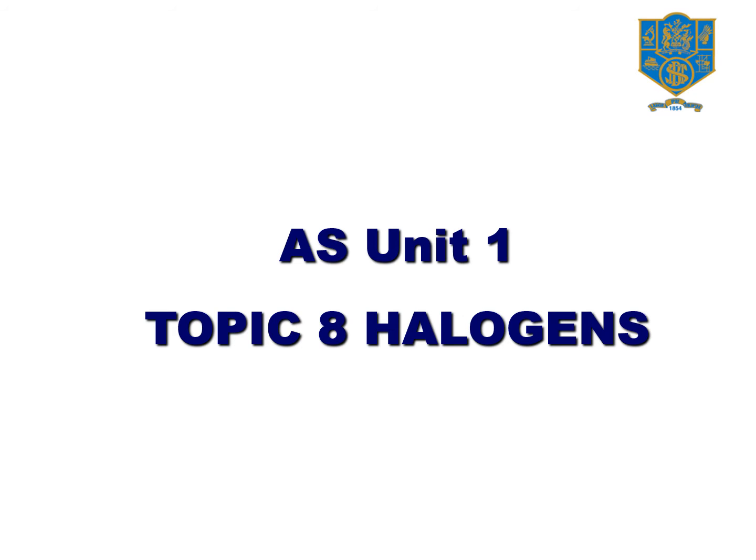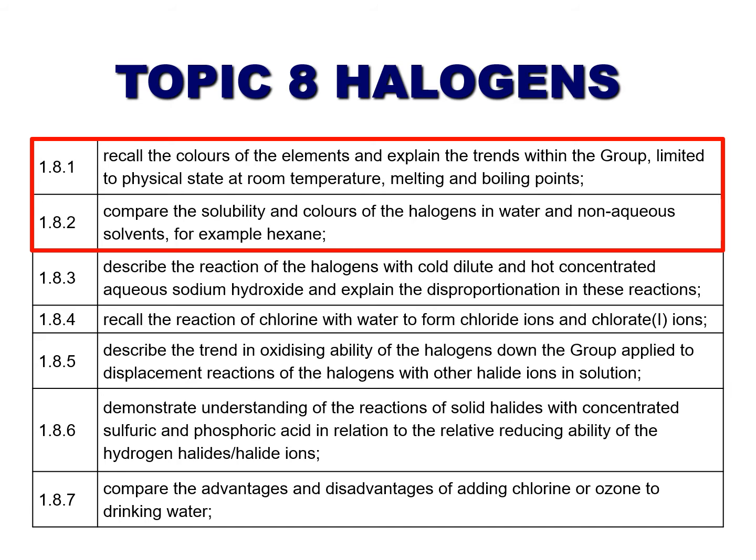AS Unit 1 Topic 8 is on the halogens. This is a specification for the topic, and we're going to start by looking at the colours of the elements and the trends in the group. We'll also look at their solubilities in water and in hexane.